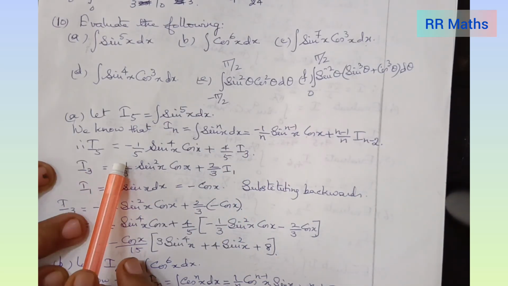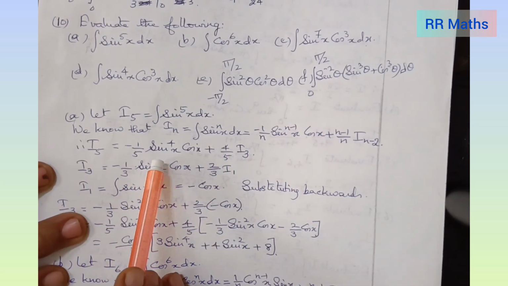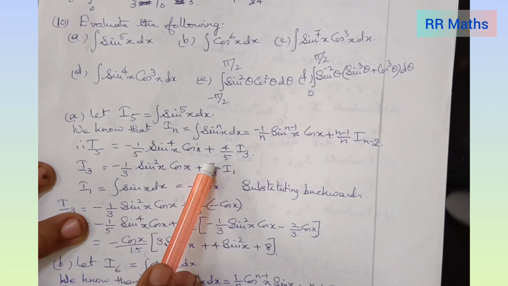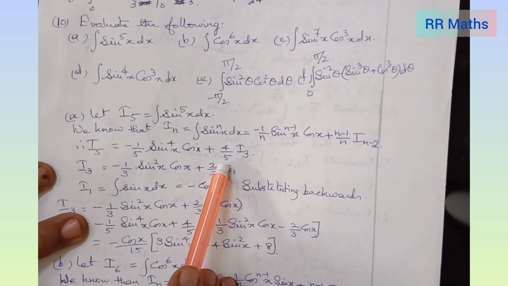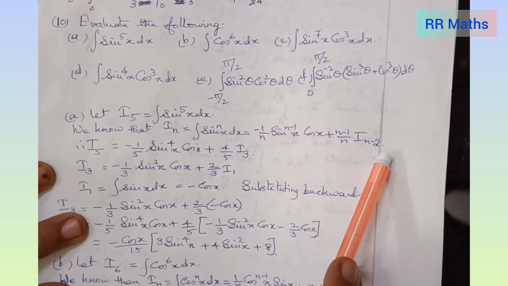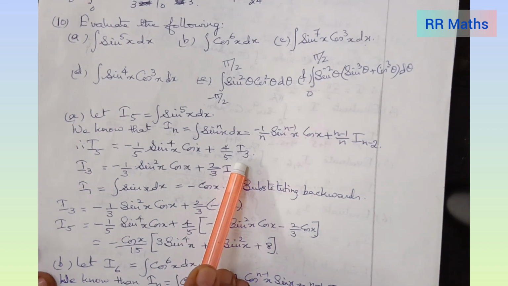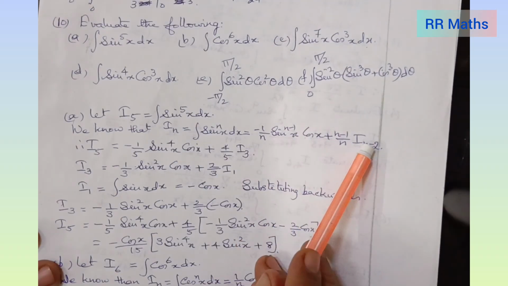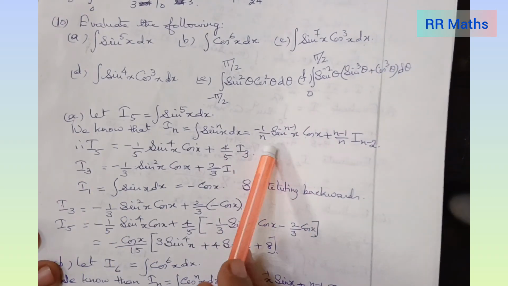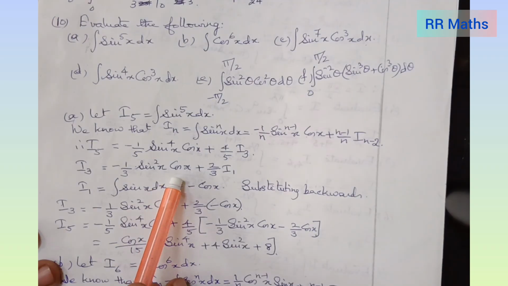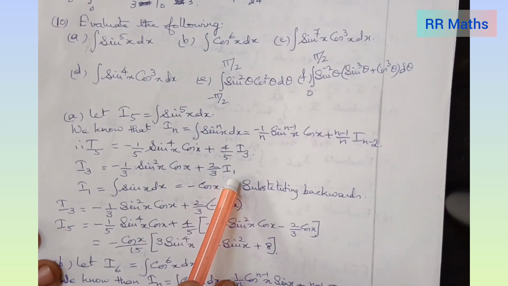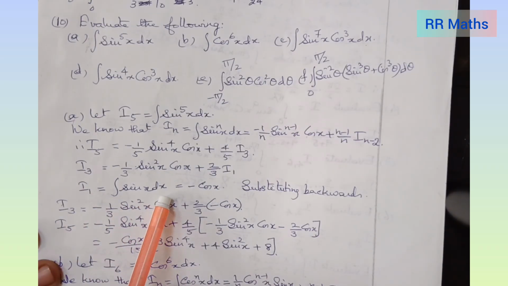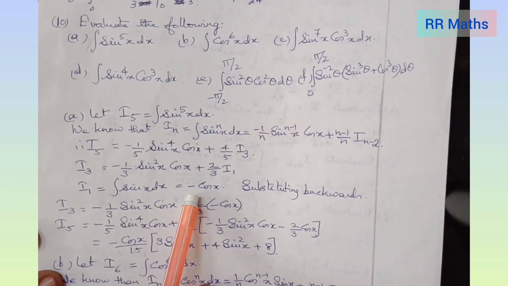So I5 is equal to minus 1 by 5 sine to the power of n minus 1, so 4x, cos x plus n minus 1 by n, so 4 by 5 into I n minus 2. So it is going to be I3. Now you apply this formula for I3 again using n equal to 3 in the same formula. So I3 will be minus 1 by 3 sine square x cos x plus 2 by 3 I1. Now what will be I1? I1 is going to be integral of sine x dx. You can directly integrate this and your answer is minus cos x.